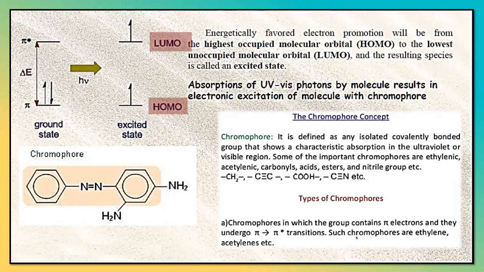Now chromophore, here the definition is given properly. It is defined as any isolated covalently bonded group that shows the characteristics of absorption. Some examples of chromophores are the alkene, alkyne group, acid group, cyano group, etc. There are different types of chromophores, so let us find out what the types are. Chromophores in which the group contains pi electrons undergo pi to pi star transition. Examples are acetylene and ethylene.